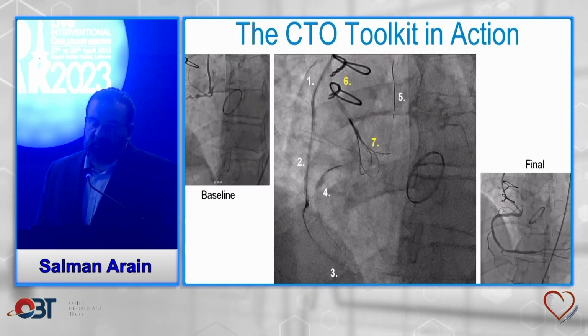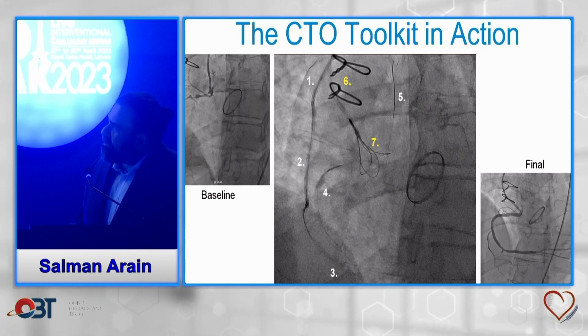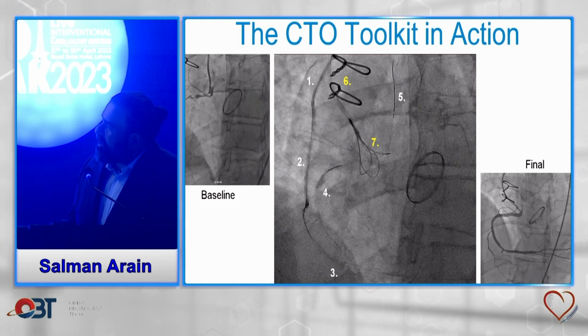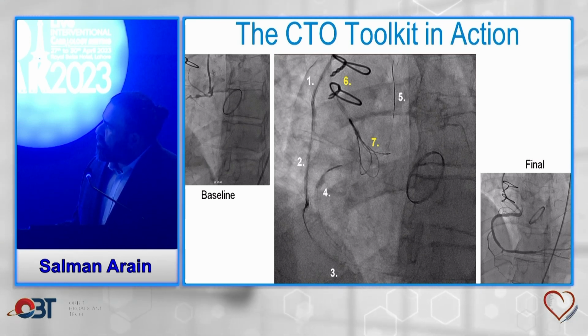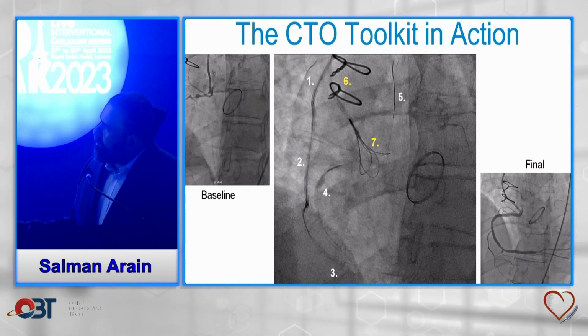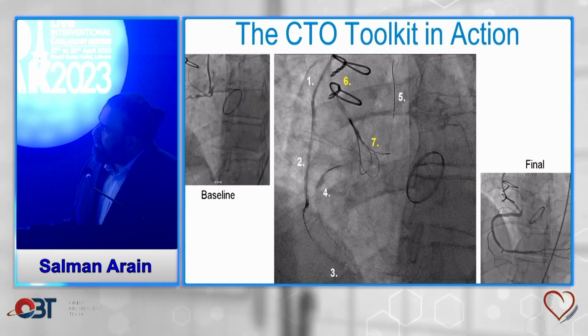Finally, this is what the CTO toolkit looks like in action. This is the case of an anomalous RCA. You can see we had to come retrograde through an occluded graft. The patient does not have a graft. And just to show you at the height of the case, this is what we had. We have our first guide. We have the guide extender halfway down this occluded graft.